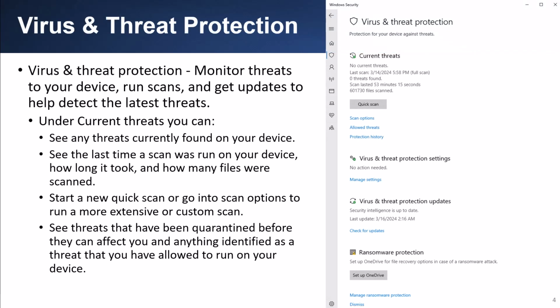Virus and threat protection monitors threats to your device, runs scans, and gets updates to help detect the latest threats. Under current threats, you can see any threats currently found on your device, see the last time a scan was run on your device, how long it took, and how many files were scanned. Start a new quick scan or go into the scan options to run a more extensive or custom scan. You can also see threats that have been quarantined before they can affect you, and anything identified as a threat that you have allowed to run on your device.